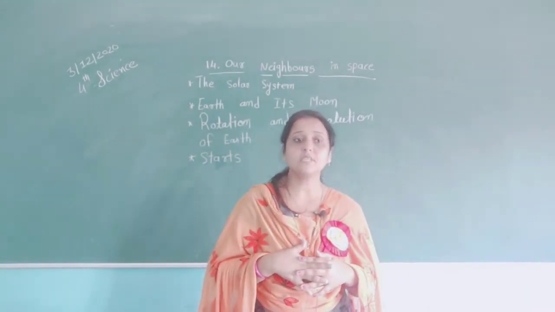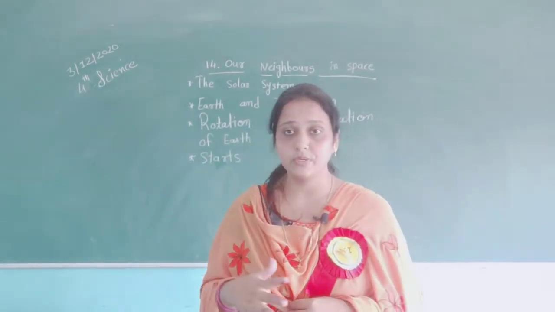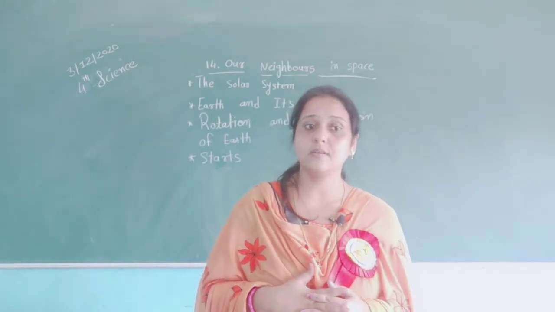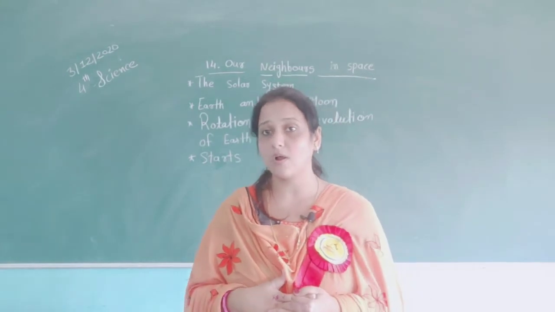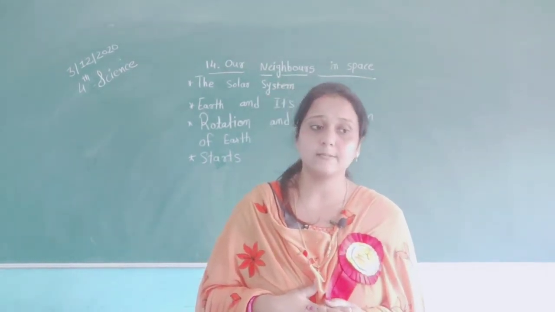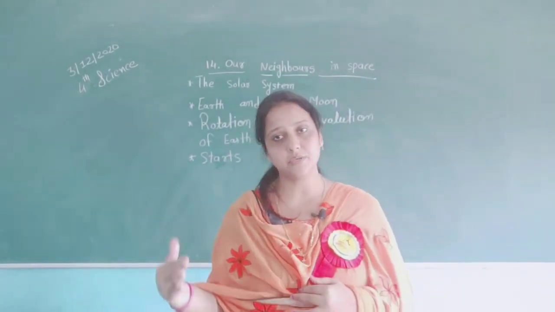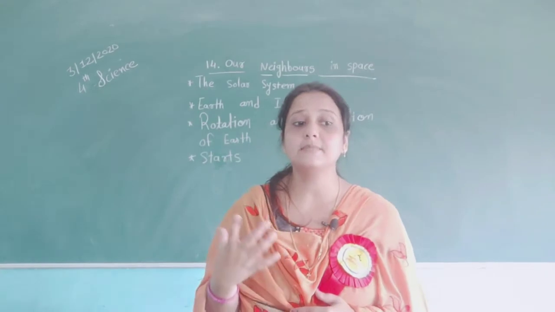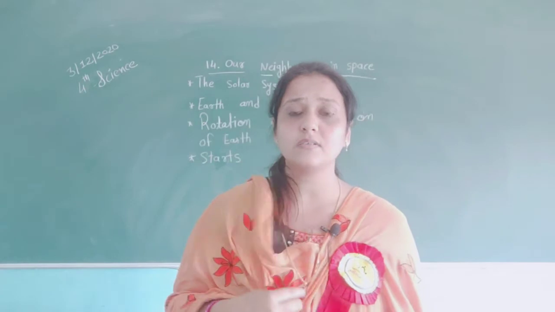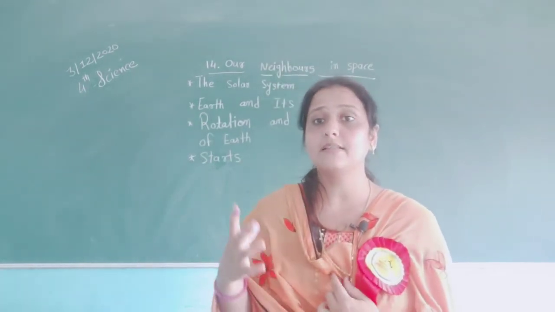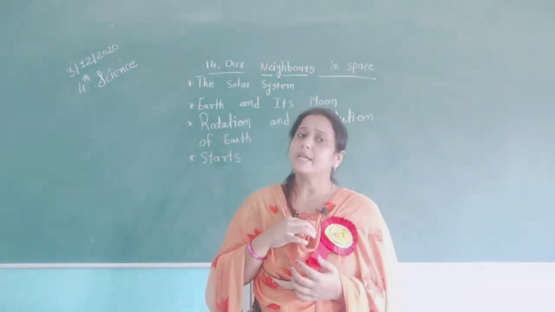Second, Mercury. Mercury is the closest planet to the Sun. It is also the smallest planet in the solar system. Then Venus. Venus is the second planet from the Sun. First is Mercury, then Venus. It is the brightest planet and it's also called the evening star. That means in the evening, the first star we can see in the sky is Venus. So Venus is also called the evening star.